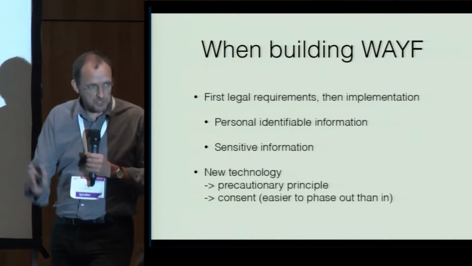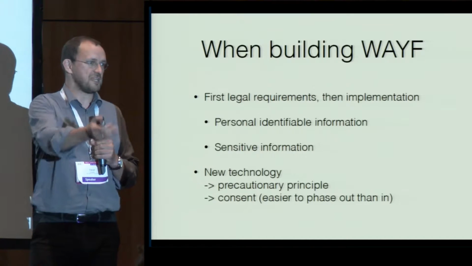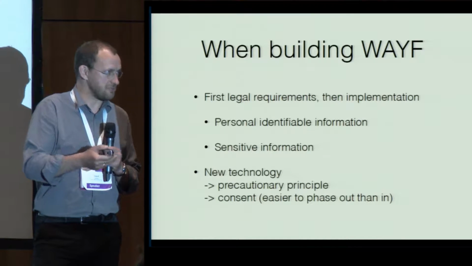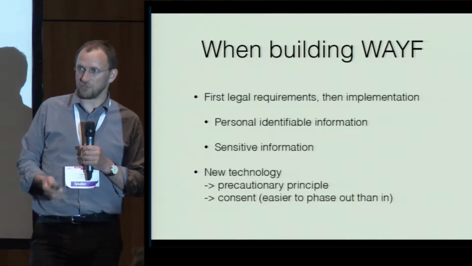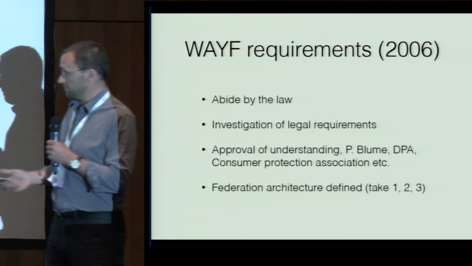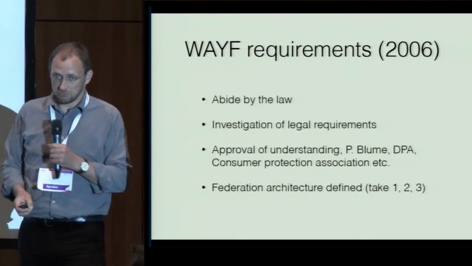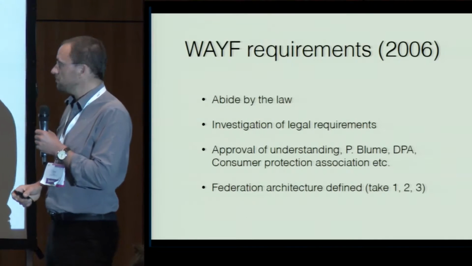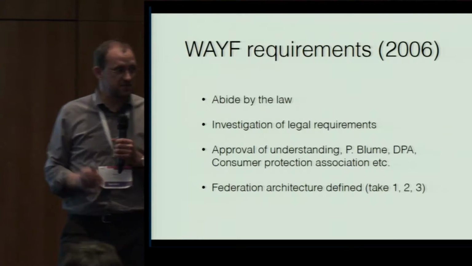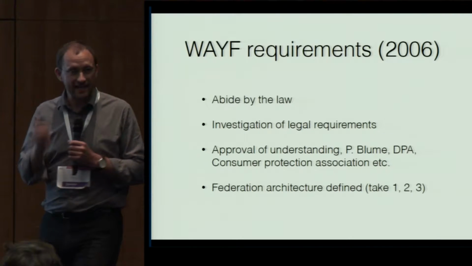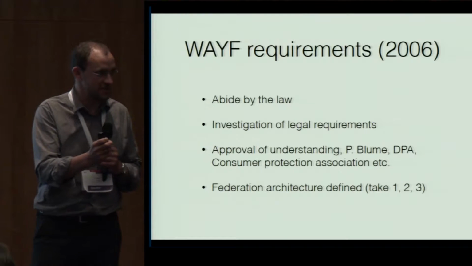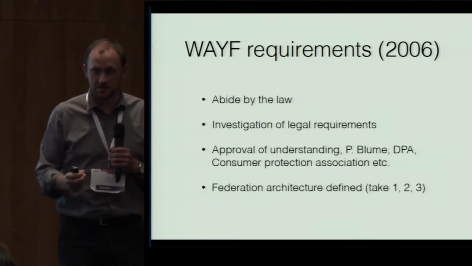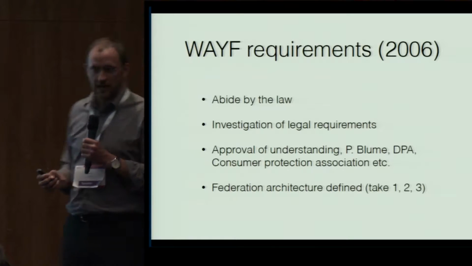But we thought to ourselves, it's much, much easier to phase out and make exceptions and so forth than to phase in something like consent, which is very much in the face of the user. So, number one, we have to abide by the law. Number two, we had to investigate the legal requirements. Number three, we had to get an approval of our understanding of this. Have we read the texts well enough? Do we have a good understanding?